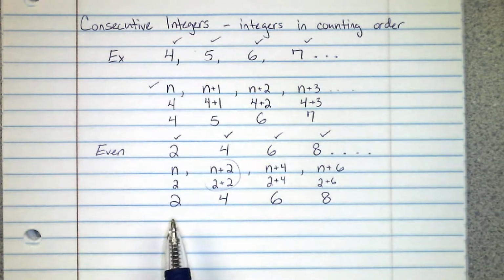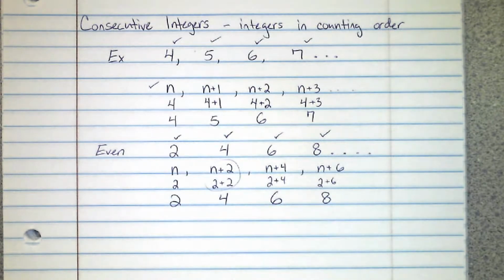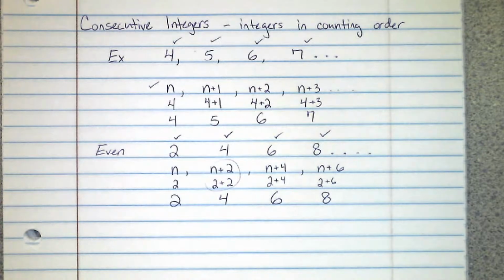So, as long as the first integer you start with is even, these are the symbols you use to count consecutive even integers. Likewise, if you want to count by consecutive odd integers, as long as the integer you start with is odd, you would follow the same exact pattern with your symbols. Now let me show you an example of how we could use this with a problem.